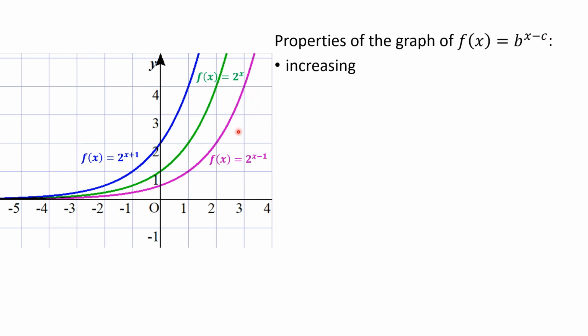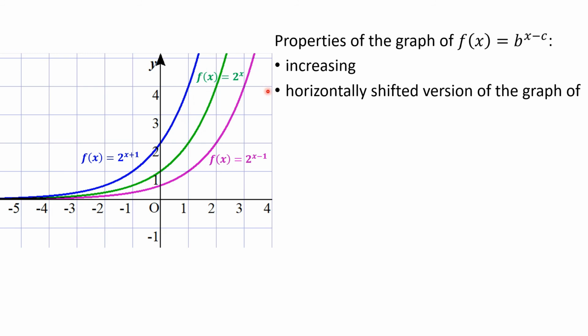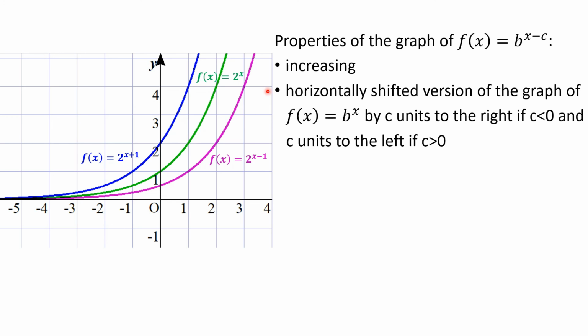First, the graph is increasing. So all these graphs are increasing from left to right. Second, the graph is a horizontally shifted version of the graph of f of x equals b to the x by c units to the right if c is less than 0 and c units to the left if c is greater than 0. That is why from the green curve, the graph is horizontally shifted to the left, since the value of c is greater than 0. It's positive 1. It is shifted to the left by 1 unit. The number of units is determined by the value of c. Since it is positive 1, then it will be shifted 1 unit to the left.